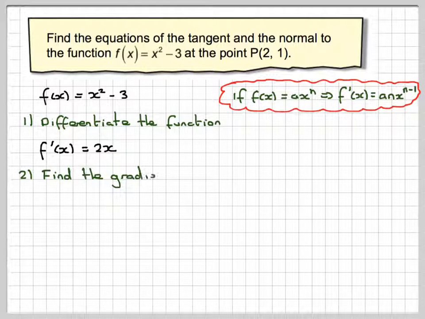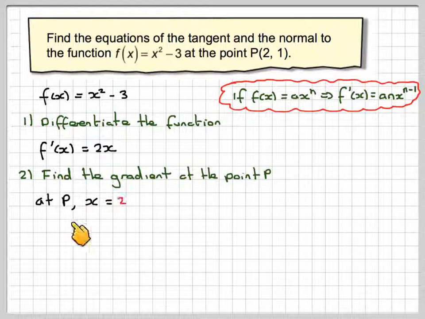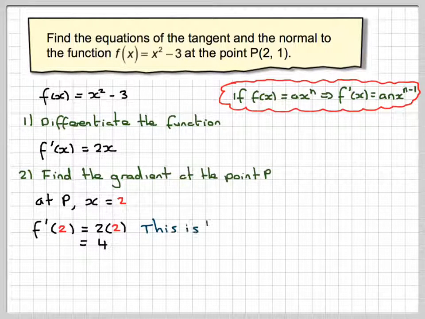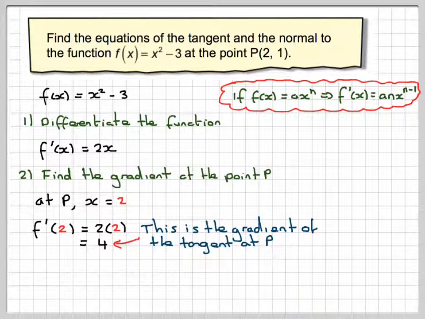Step number 2 is we find the gradient at the point P. The point P has coordinates 2, 1. So at P, x is equal to 2. We now substitute 2 into that, so we get that f dashed of 2 is equal to 2 times 2, which is equal to 4. This now is actually the gradient of the tangent at P. This is the value of the gradient. We like to use the letter m for gradient, and because it's the gradient of the tangent, I'm going to use m with a little t.